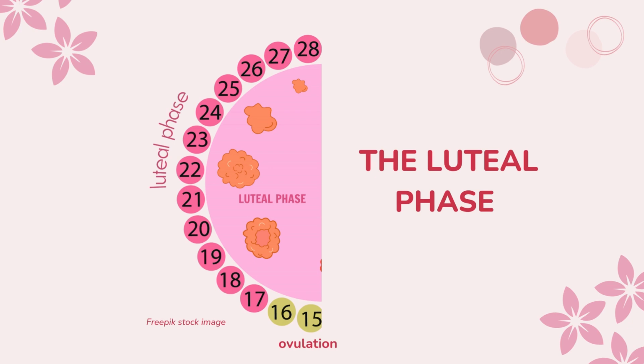The luteal phase is the second part of your menstrual cycle, kicking off right after ovulation and lasting until the day before your next period. It's named after the star of the show, the corpus luteum, which takes center stage during this time. In a typical 28-day cycle, the luteal phase usually clocks in at around 14 days, but can vary anywhere from 11 to 16 days.